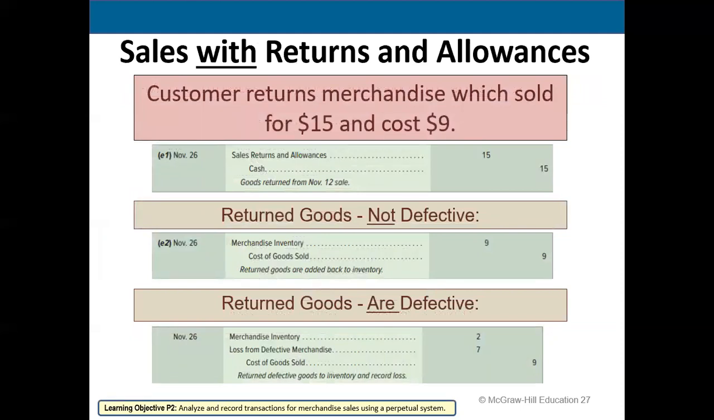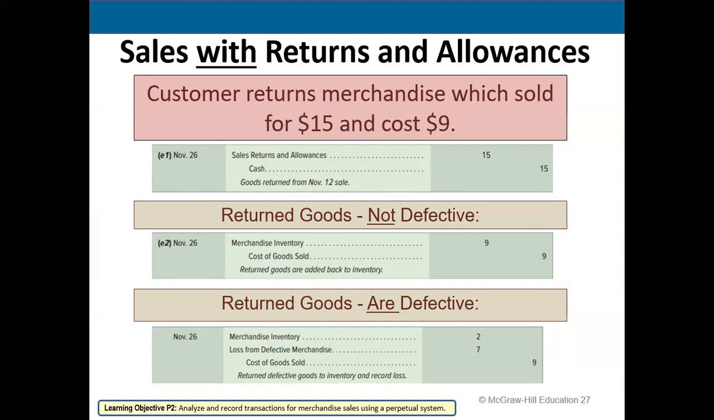Also, as the seller, we have to deal with returns and allowances. Sometimes our customer will return merchandise to us. So we will debit sales returns and allowances, $15, and credit cash. If the returned goods are not defective, meaning we can just put them back on the shelf and sell them again, then we will also debit merchandise inventory, showing our inventory going up, and credit our cost of goods sold by the full amount.